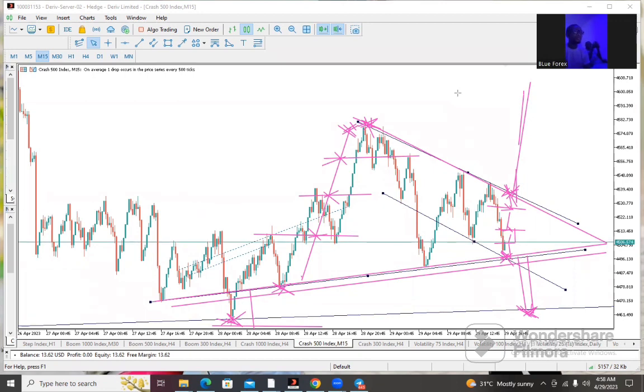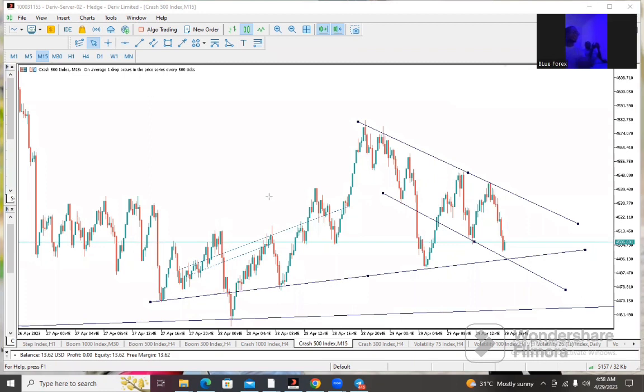Yes, so for this trade now, we have to wait until it breaches our trend line, I guess. For us to take this trade, we have to wait for it to breach the trend line.